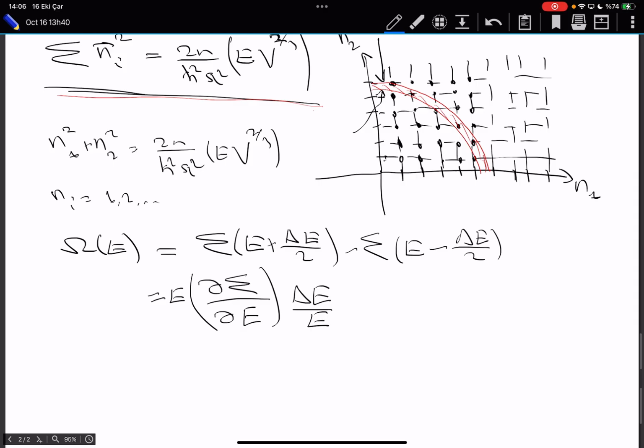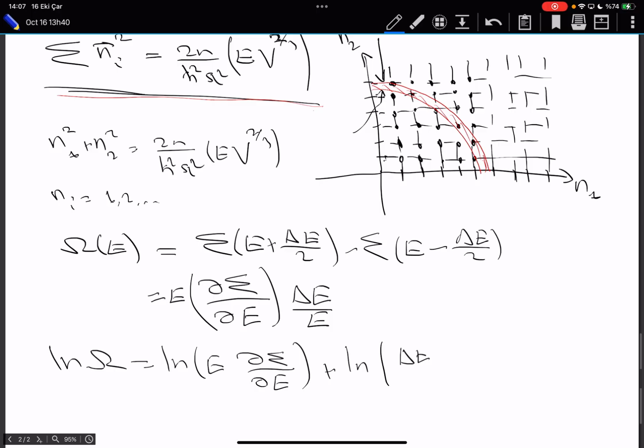For all practical purposes, the logarithm of omega will be equal to the logarithm of E times d sigma by dE. Now, let me also add the logarithm of delta E over E. You can measure the energy very precisely, but the precision you will get will be, I don't know, 1 part in 10 to the power 4. How precise can you measure the energy of a system? Do you have an idea? Or some other experimentalists? Well, 1 part in 10 to the 4, or can you do better than that? No, I can't do that.